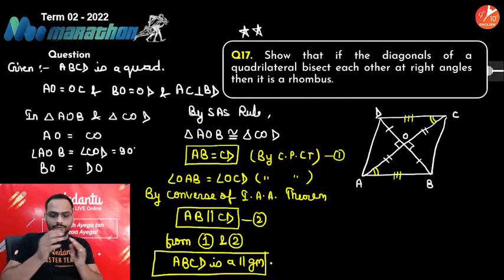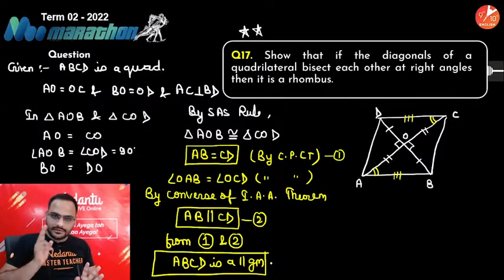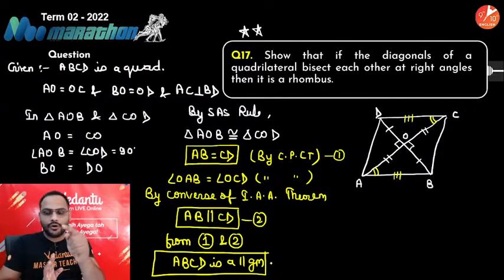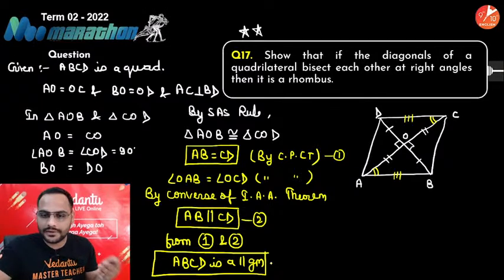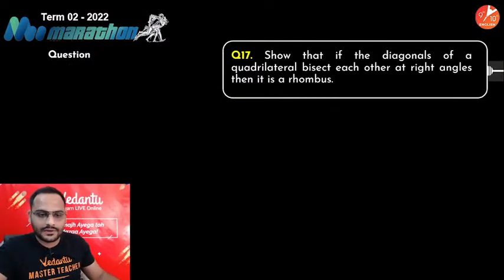Earlier it was a normal quadrilateral. Now it has become a parallelogram. A parallelogram to rhombus, if I have to go, you need to do what, beta? You need to prove that adjacent sides are equal. One pair of adjacent sides are equal. ठीक है? So let us prove it.